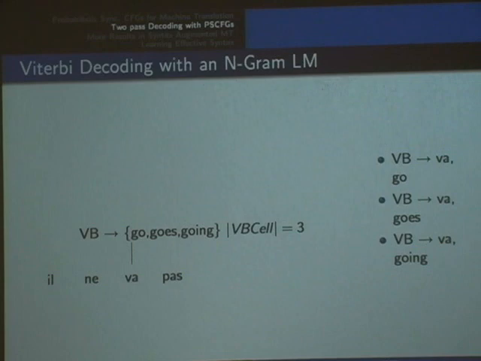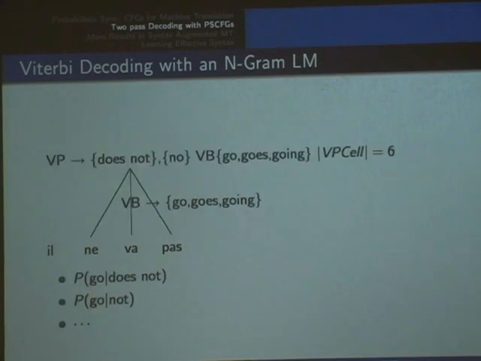Right? So in that cell that represents a translation of just the source word va, we have 3 alternatives. Now, we can't throw any of them away, even though they all produce a VB, because we don't know how that go, goes, or going is going to combine from the language model perspective to the rest of the sentence. And so as we go up to the next level, we have to propagate this information, right? We have to keep remembering that these are three separate hypotheses that cannot be thrown away. And so we propagate that up to the next level. Let's say we have a couple of different alternatives for the ne pas translation, does not or no.